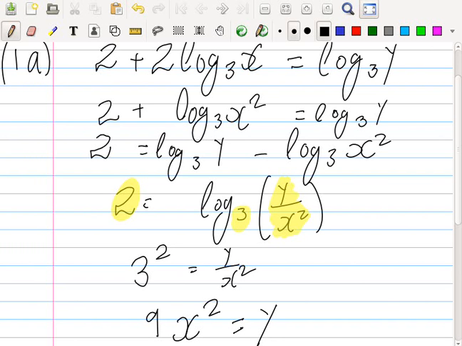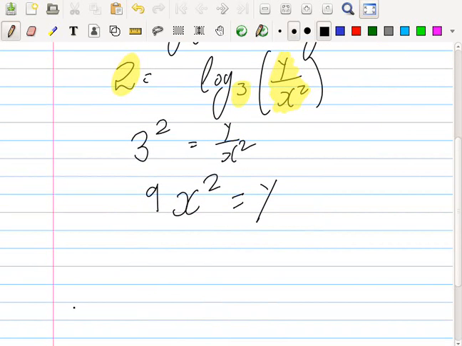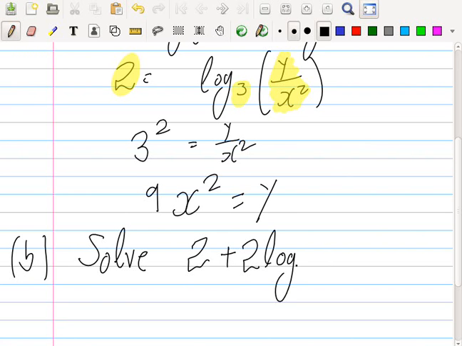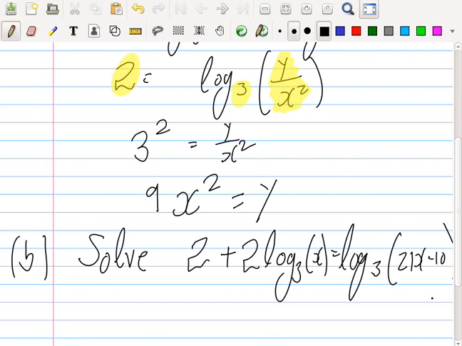Okay, did you write that down? Yep, okay. Now, B part. Equal sign here. That's 21x minus 10.